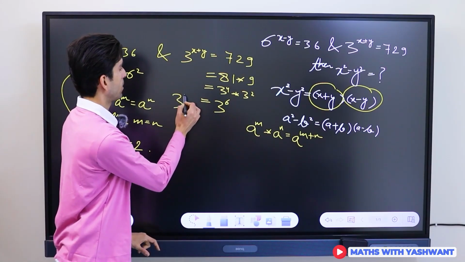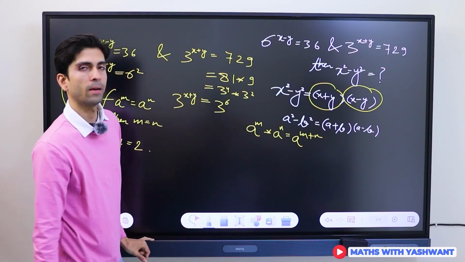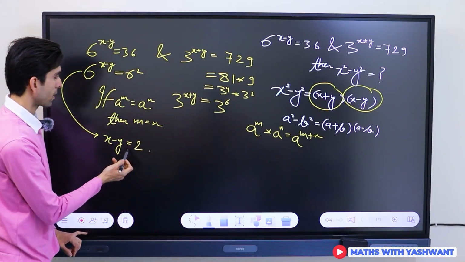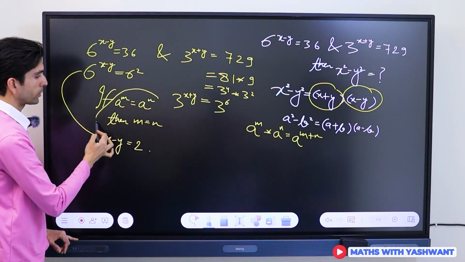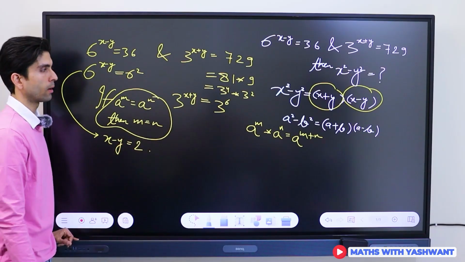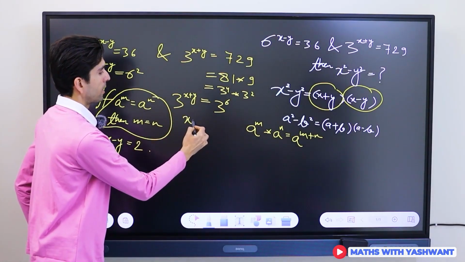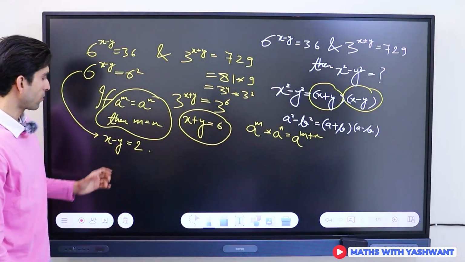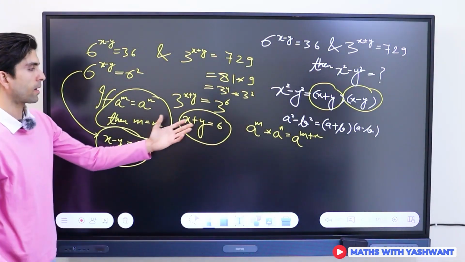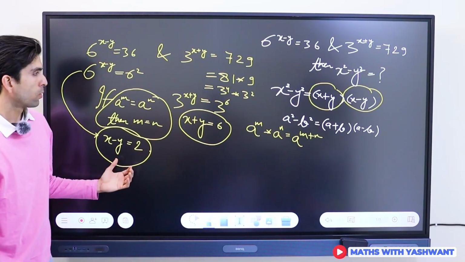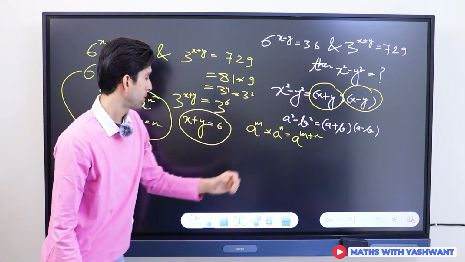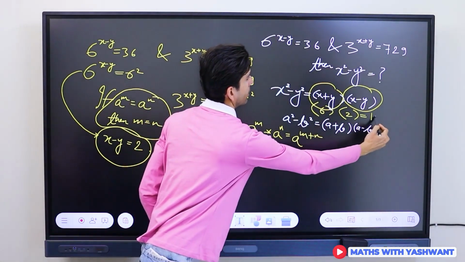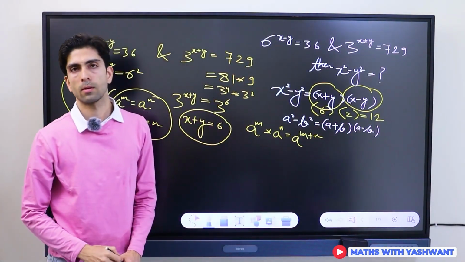And on the left hand side, we have 3 to the power x plus y. Now this law, the one that we just discussed, a to the power m is equals to a to the power n, then m is equals to n. Following this law, we can write x plus y is equals to 6. Now we have the value of x minus y as well as the value of x plus y. So putting these two values here, x plus y is 6 and x minus y is 2. So we get 12 as the final answer.